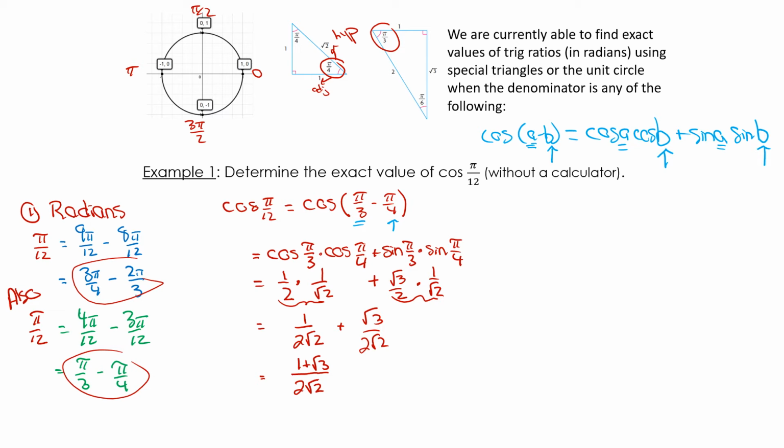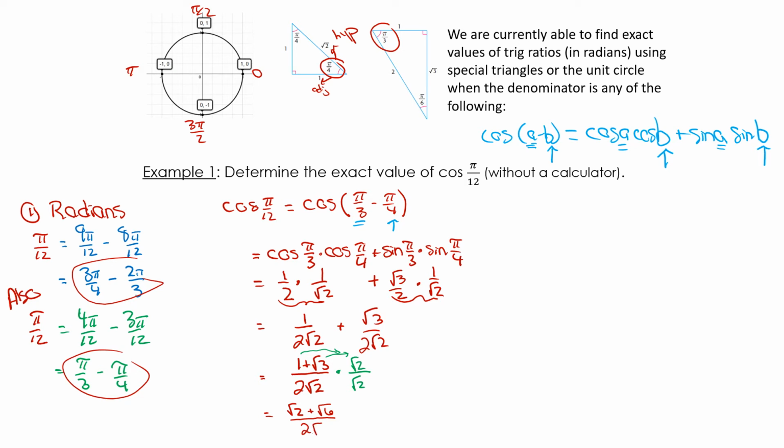To rationalize the denominator, I'm going to multiply by 1. And my 1 is going to look like a root 2 over a root 2, because I have to get rid of that radical. That's a 1. So distributing here, both binomial parts of the numerator get multiplied in there. And 1 times root 2 is root 2. Root 3 times root 2 is root 6, over 2 root 2 times root 2 is 2 times root 4.